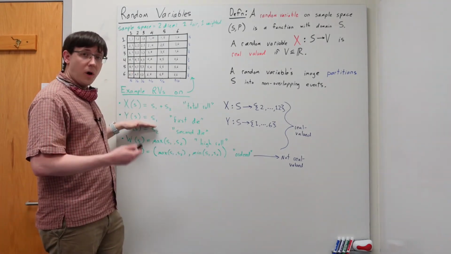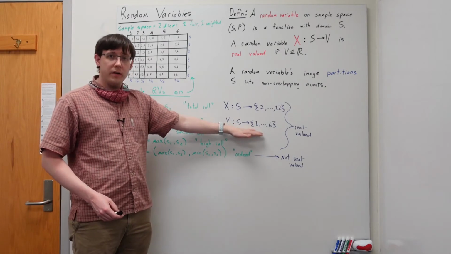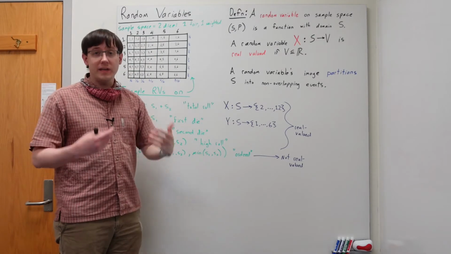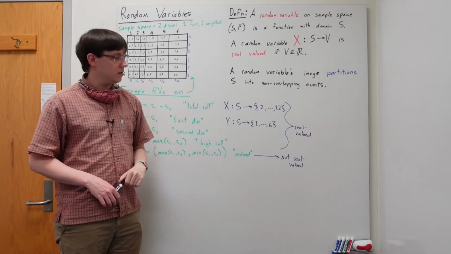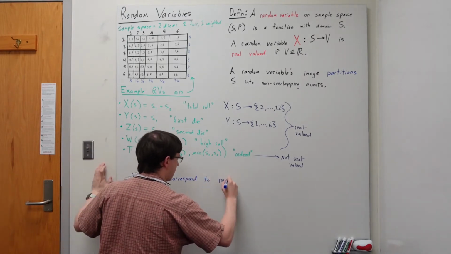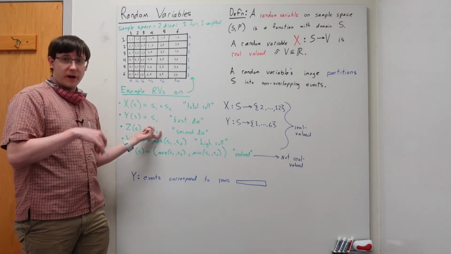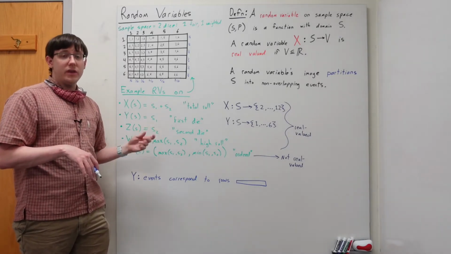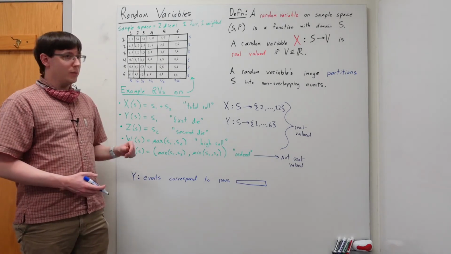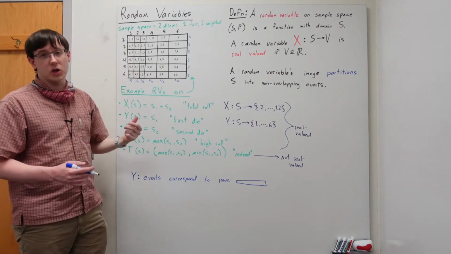For the variable y, the event that it has the value 1 corresponds to the first row of our table representing the sample space. For z, where the value of the random variable is the roll of the second die, the different values that the variable can take on correspond to the columns in our chart.